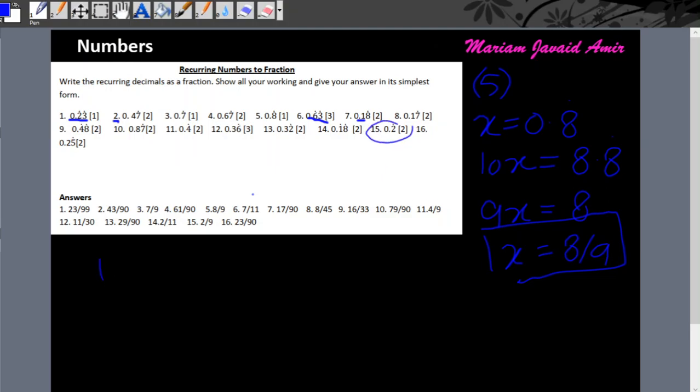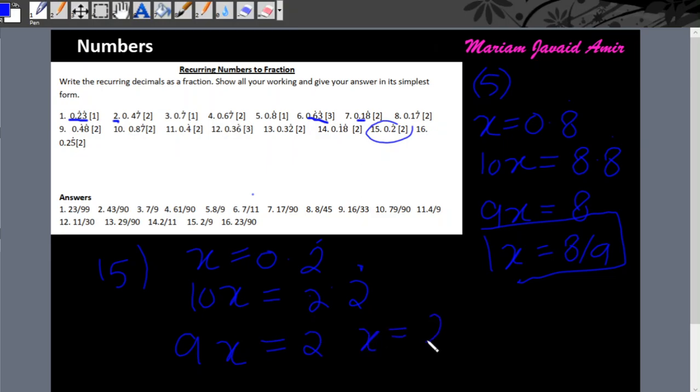Okay, so 15 is 0.22222. So 10x will be 2.22222. Subtract these, we get 9x equals 2. So x equals 2 by 9, which is pretty much the same as we've done before. So all of these questions are the same now. Okay, as a last question, I'll do question 16.